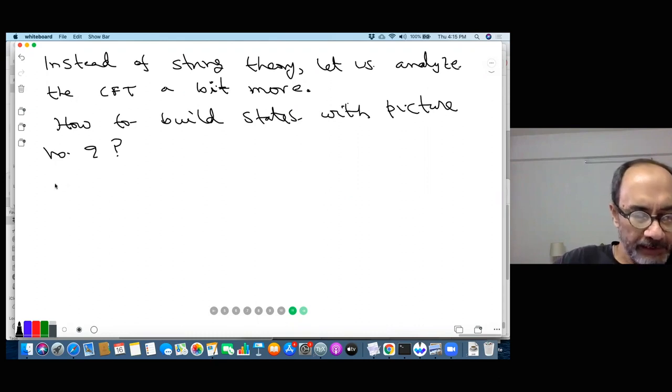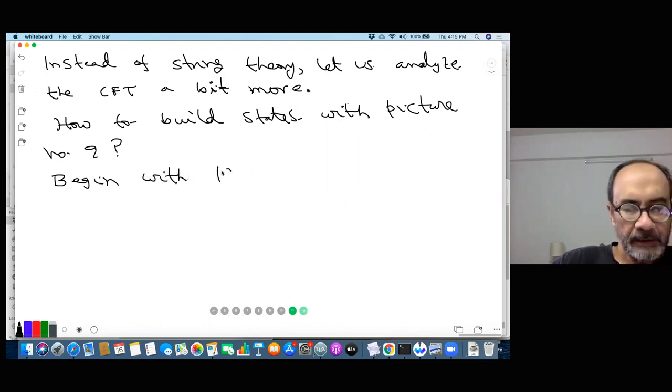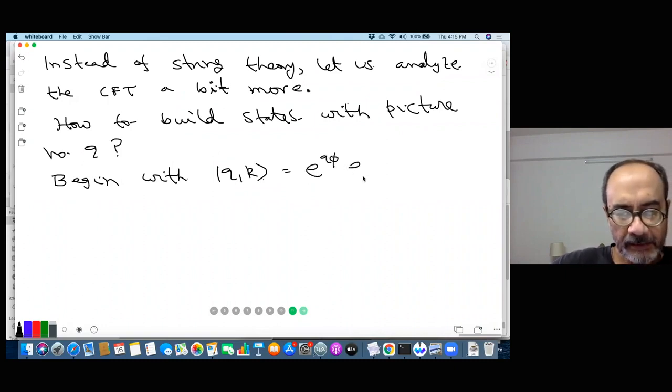So the way to do this, at least one way to do this, is the following. We begin with a particular state of a given picture number Q, which is e to the Q phi, e to the i k dot x, the whole thing evaluated at zero, acting on the vacuum.